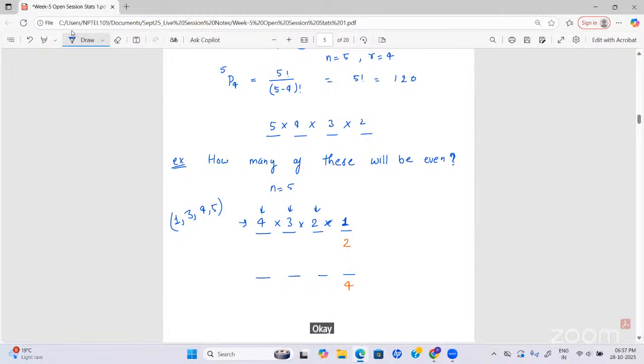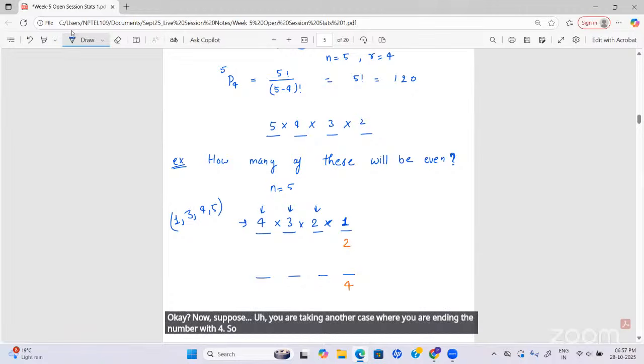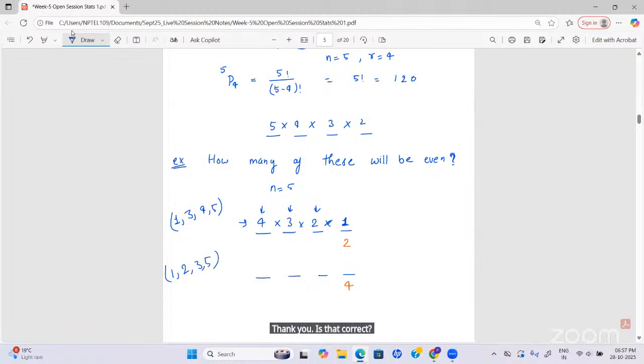Now suppose you are taking another case where you end the number with 4. Then you are left with 1, 2, 3, and 5, right? Is that correct? At the last position, you have filled this number 4, so we have only one choice. And for the other positions, it will be 4 into 3 into 2 like this. Is this making sense?